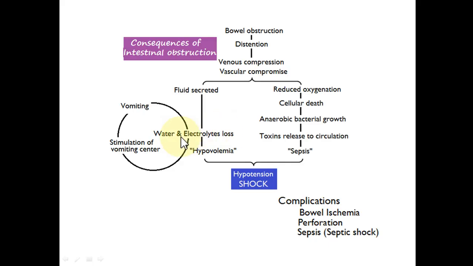Now, this water and electrolyte imbalance will further stimulate the vomiting center in the brain, and there will be further vomiting, and in this way a vicious cycle is made, and the patient is deprived of water and electrolytes, and in severe cases it will lead to hypovolemia, volume depletion, and this hypovolemia can lead to hypovolemic shock.